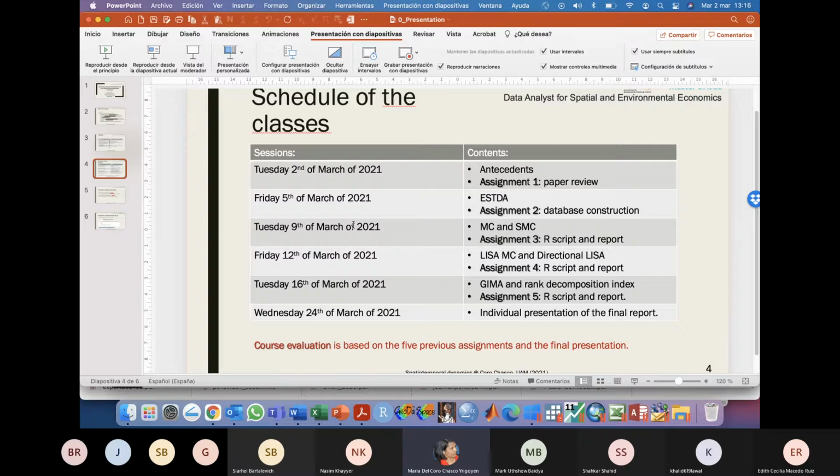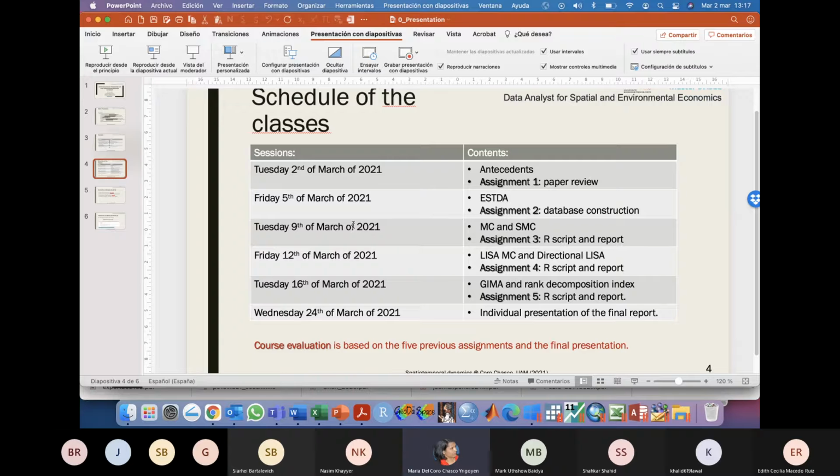In the third session, on Tuesday, March the 9th, I will develop the second and third steps of this methodology, consisting in the analysis of spatiotemporal distributional mobility with Markov chains, and the role of spatial dependence with spatial Markov chains, respectively. In the fourth session, on Friday, March the 12th, I will show you how to analyze the coevolution of spatial neighboring regions using the so-called LISA methods, which is the fourth step of this methodology.